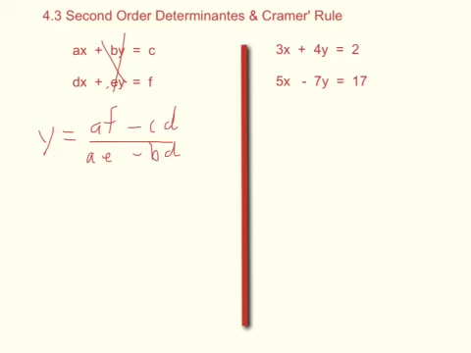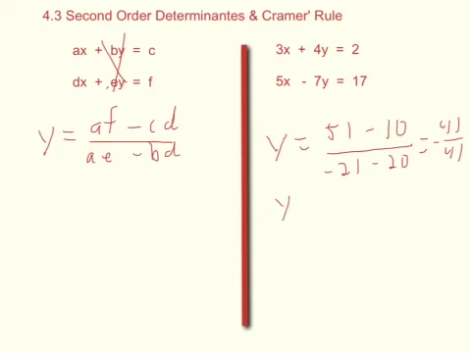In reality, what does that look like? Y equals a times f, so 3 times 17, 51, minus c times d, 2 times 10, 2 times 5 is 10, divided by a times e, 3 times negative 7 is negative 21, minus b times d, 4 times 5, minus 20. 41 divided by negative 41. Y equals negative 1. So let's make sure we check that.